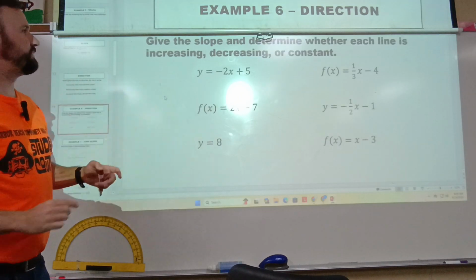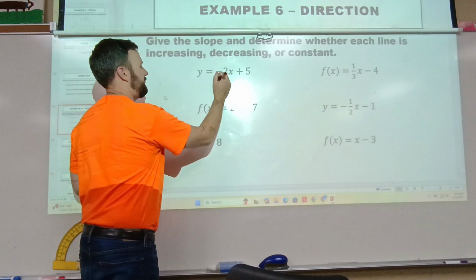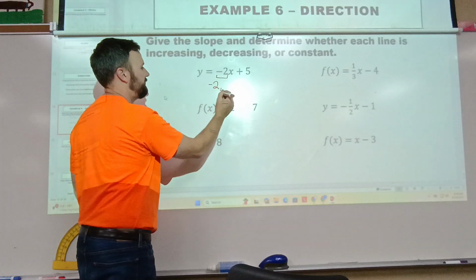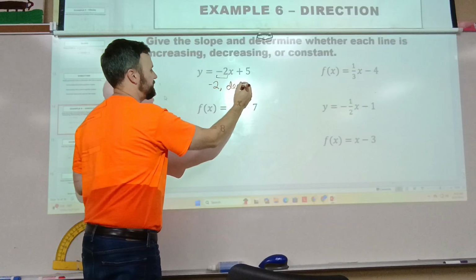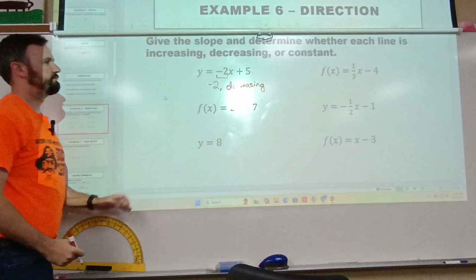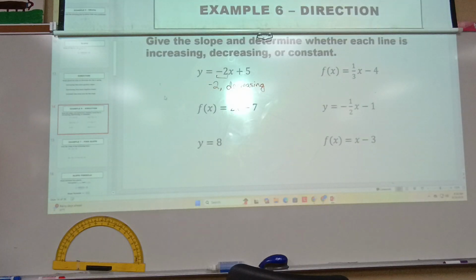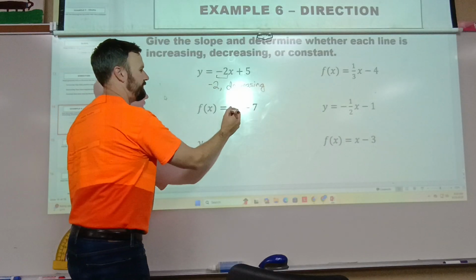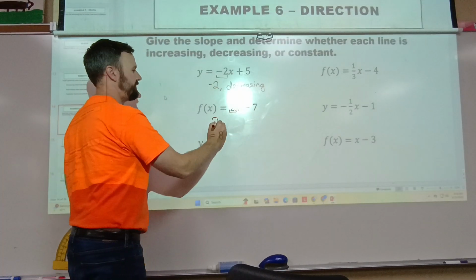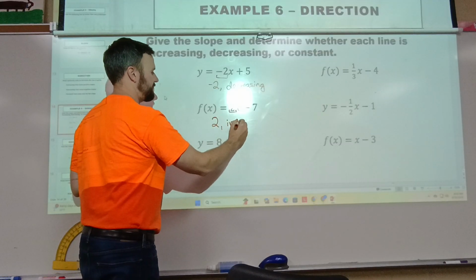What's the slope of this one? -2. So then it would be decreasing. It's negative. Right? This one is +2. Increasing.